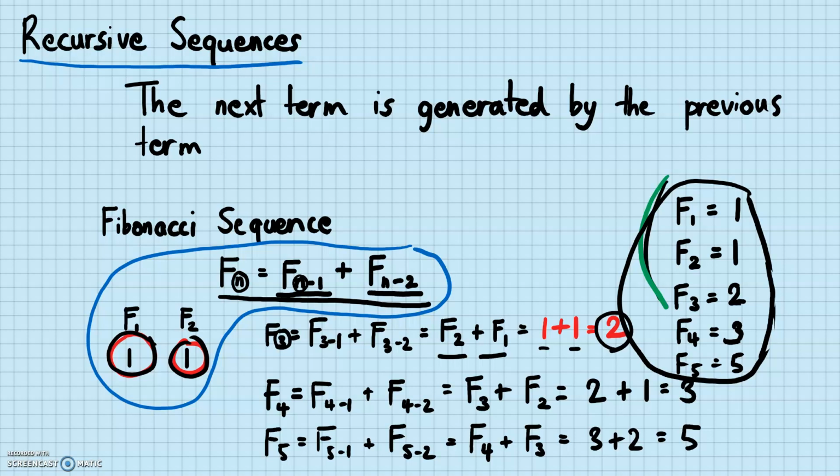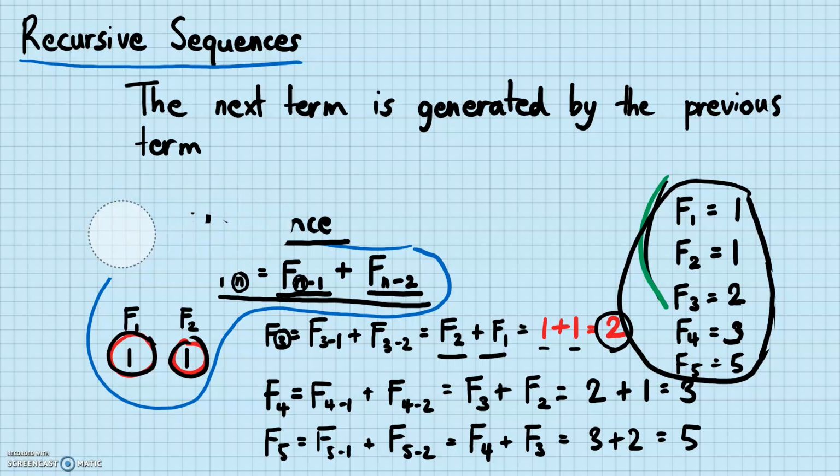So this is an example of a recursive sequence, and it is actually a very famous sequence called the Fibonacci sequence. Keep this name in mind as it will show up later on.